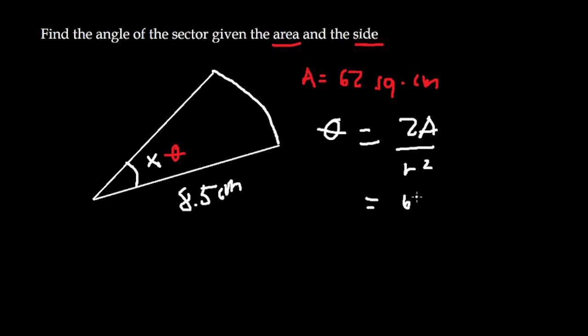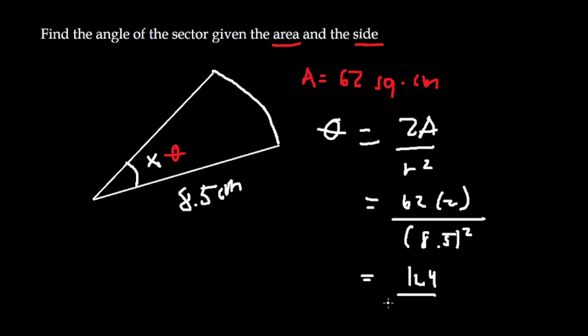The area is 62 times 2, kasi nga twice the area, diba? Divided by radius squared, 8.5 squared. Now, evaluate, use your calculator. So, 62 times 2 is 124 over 72.25, 8.5 squared. Then evaluate natin 124 divided by 72.25. So the answer is gonna be 1.716.